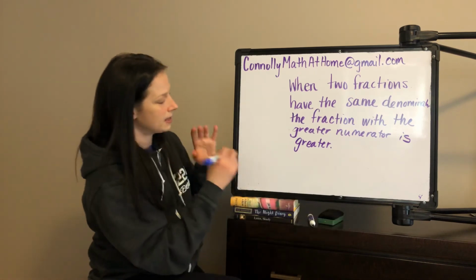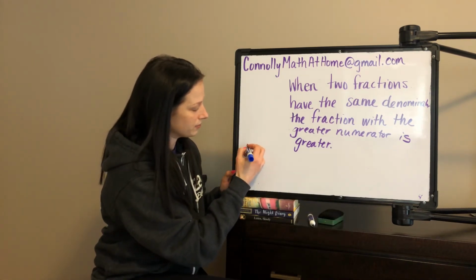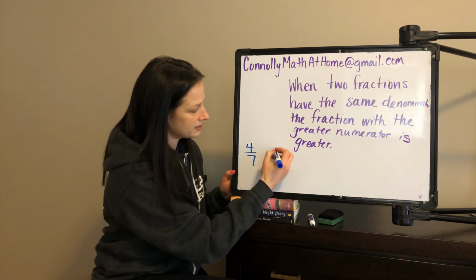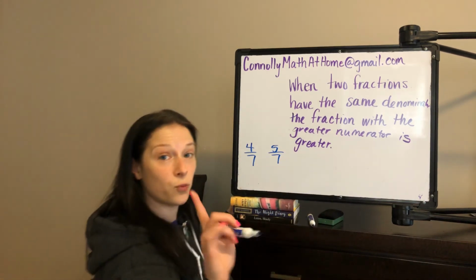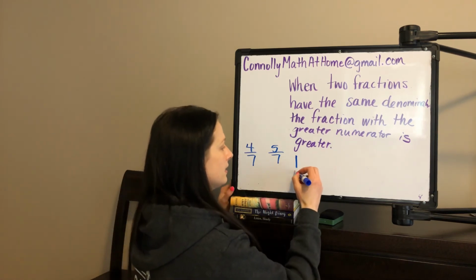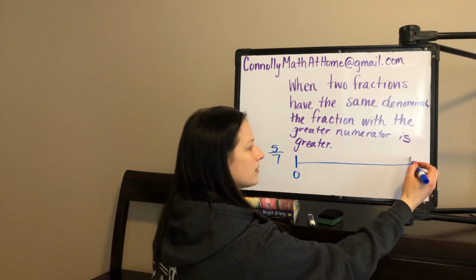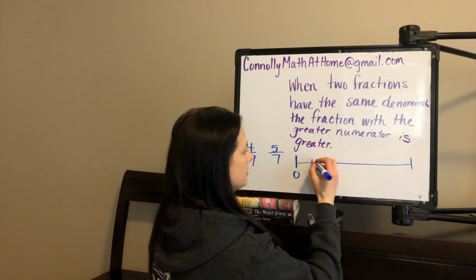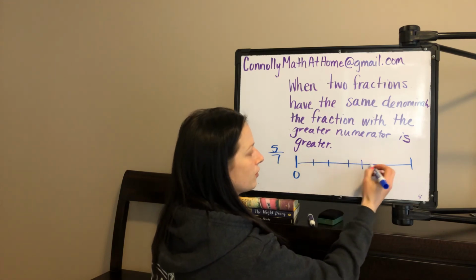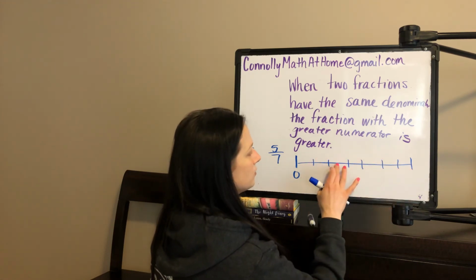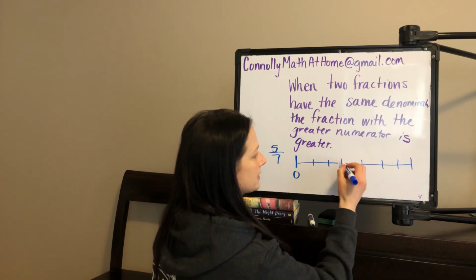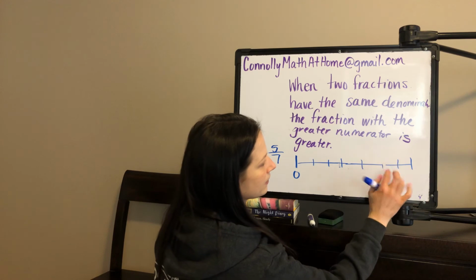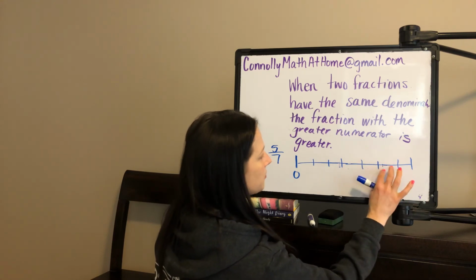So let's think about 4/7 and 5/7. I'm going to show them on one number line because I haven't done that yet. So sevenths, that's hard. 1, 2, 3, 4, 5, 1, 2, 3, 4, 5, 6, 7. Some of these are not perfectly the same size, but we're doing our best here.